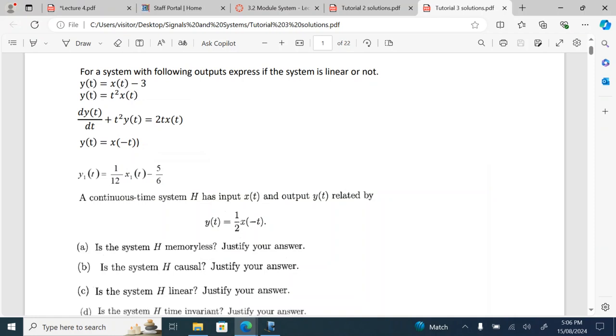All right. So let's start with tutorial 3, and then if we have time, I'll go back to the last question from the previous tutorial. Question number 1 is asking if the systems shown here are linear or not. Do you remember the method to check the linearity? We talked about it last week.